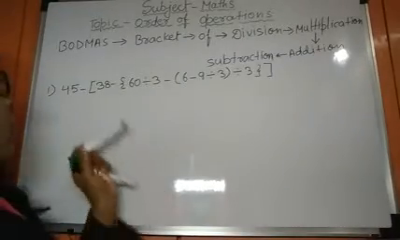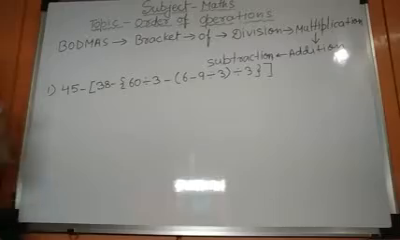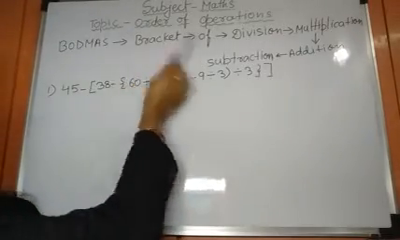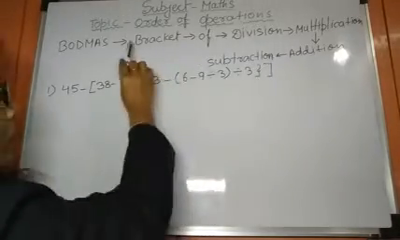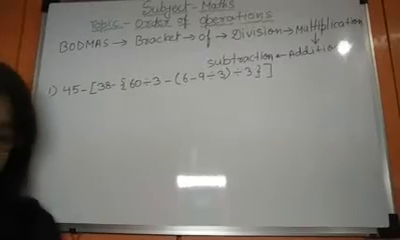Friends, now we will discuss about BODMAS. B stands for bracket, O for of, D for division, M for multiplication, A for addition, S for subtraction. It will go in that sequence.